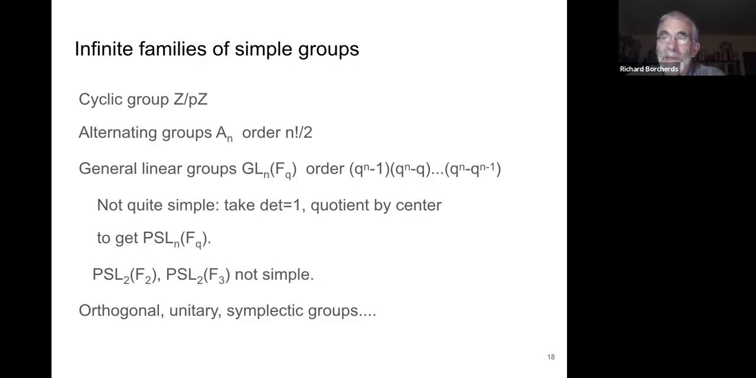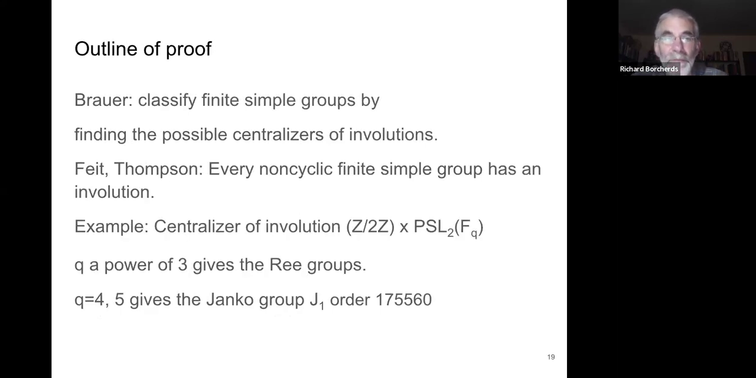They're actually not quite simple. You have to twiddle them slightly to make them into simple groups, but roughly speaking, they're simple groups. And there are other infinite families called orthogonal and unitary and symplectic groups and so on. So how does the classification work?